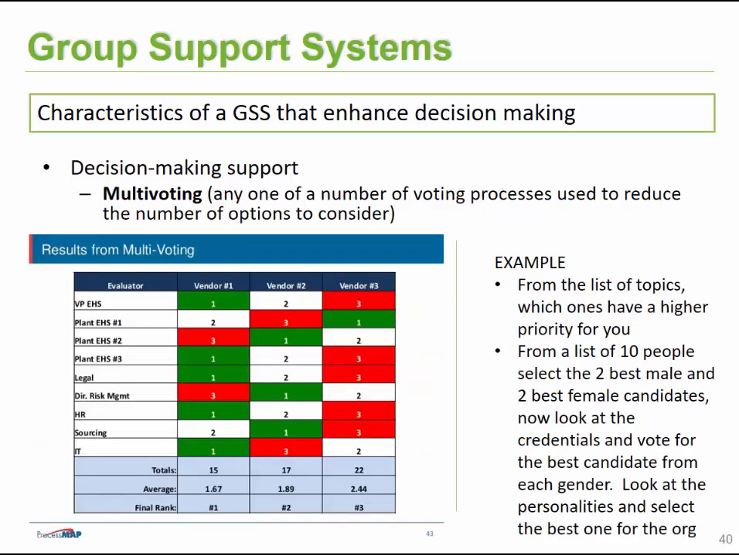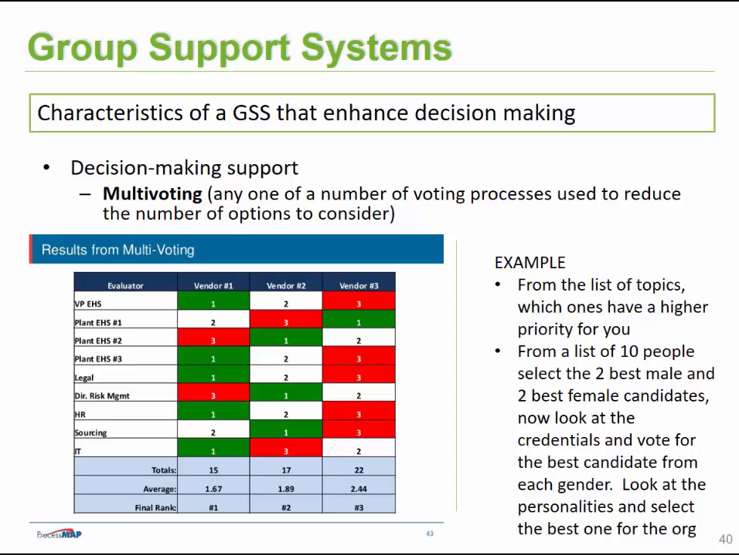The last technique that we have is the multi-voting technique. Now, with the multi-voting technique, we typically go through a number of voting processes, and each time we're going to reduce the number of options. For example, we might have a list of candidates for a position, so we would ultimately start with the top 10. Then we would ask a group to identify the 2 best male and female ones, so we're going to eliminate some people, and then ultimately select the best candidate for each one of these categories. So a number of iterations will typically take place.